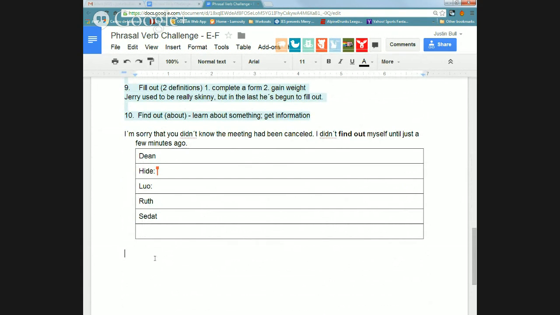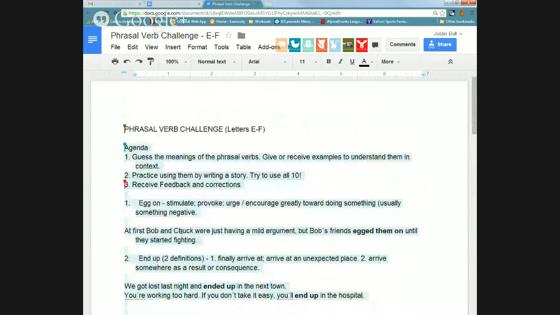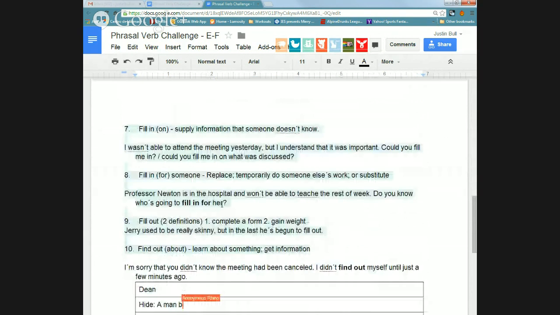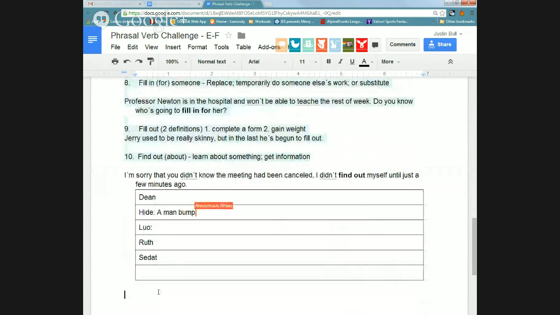So, what are we doing right now? I want you to write a story, if possible, because I think it's important to practice writing stories. So practice using them by writing a story. When you're finished, let me know and we're going to go over it.